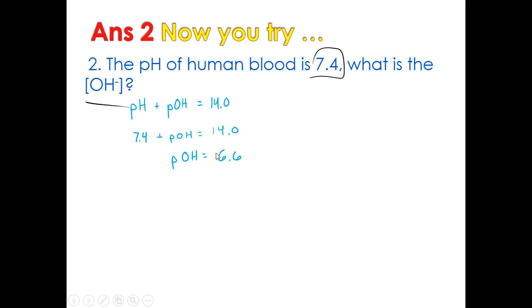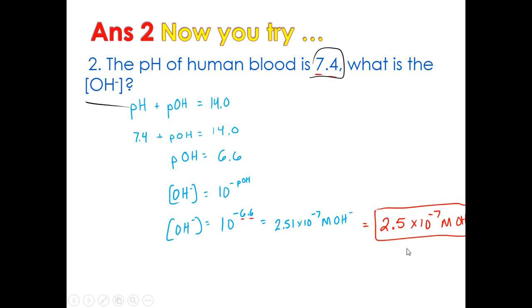Well, I want to find out the OH. Well, I got the P, so I don't need a log. I can use it as a power: 10 to the negative pOH. I plug in my 6.6 that I just found, and boom, it tells you that it's 2.51 times 10 to the negative 7. Now, if we look at that, I'm going to get siggy with it. It started with 2 siggy figgies, so we're going to make it easy on you, and it's 2 sig figs. It's 2.5 times 10 to the negative 7, right? Now, does that number make sense?